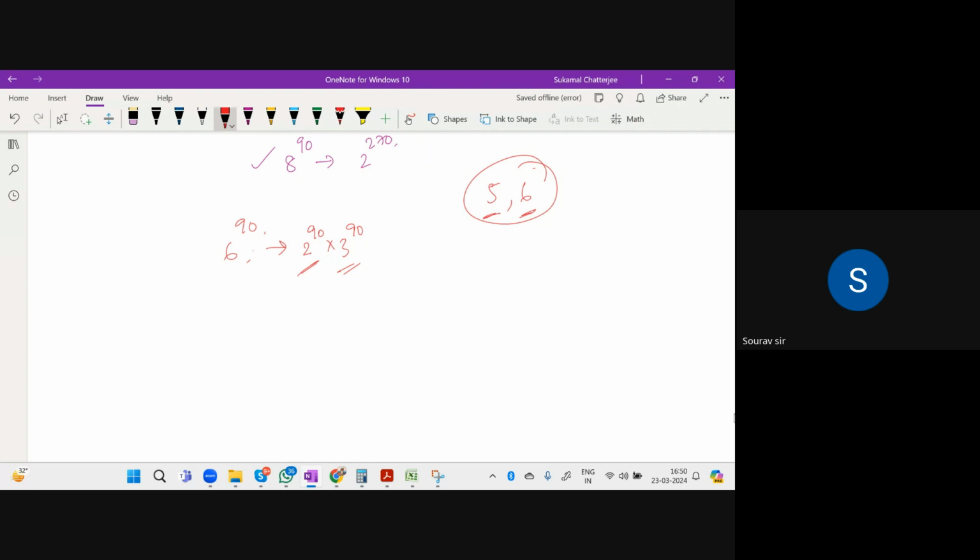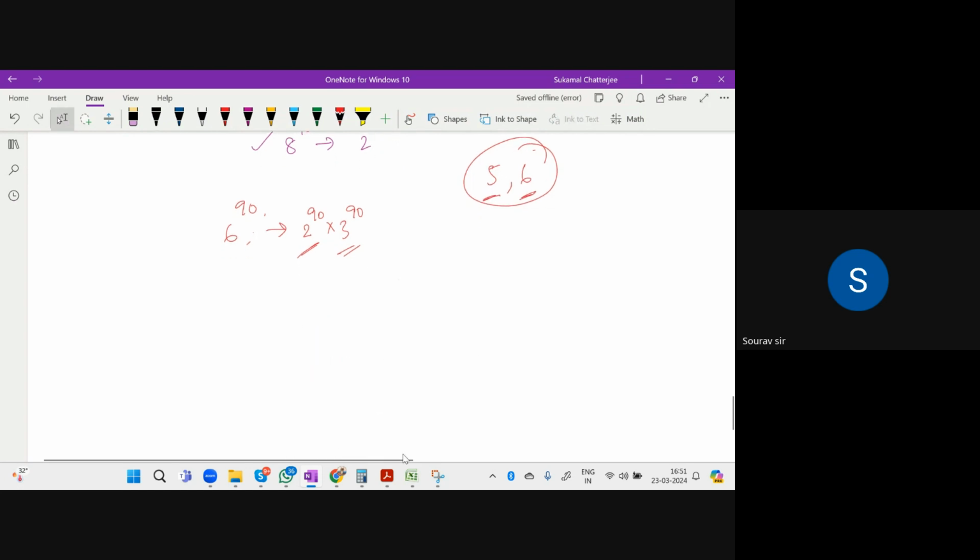Right? So let's take an example. 5 to the power 1 is 5. 5 to the power 2 is 25. 5 to the power 3 is 125. Again 25. 5 to the power 4 is 625, again 25. Okay, so if I go on multiplying with 5, I will always end in 25. So if it's only 5, okay, that part is clear.